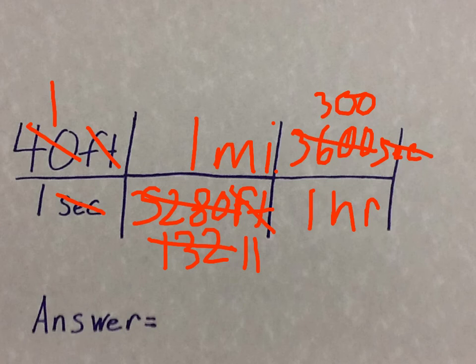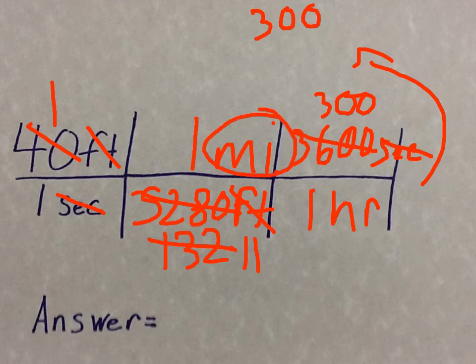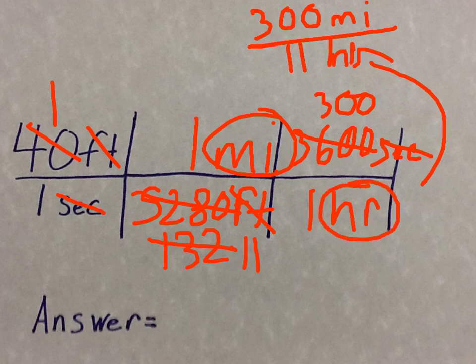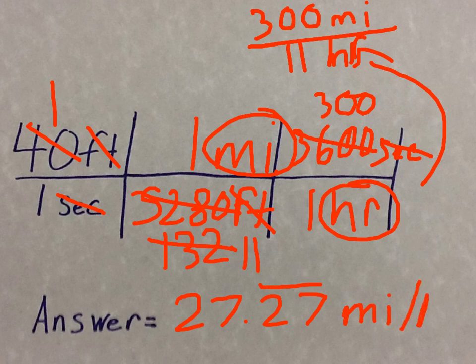So in the end, your end equation right now is going to be 300, and miles is the only one left since seconds and feet are crossed off. So the miles carries over. 11, and the seconds and the feet are crossed off, so hours is your only one left. So hours carries over. This could be your answer, but we want to reduce it down to see how many miles is in 1 hour. So you take 300 divided by 11, and you get an answer of 27.27 repeating miles per hour.